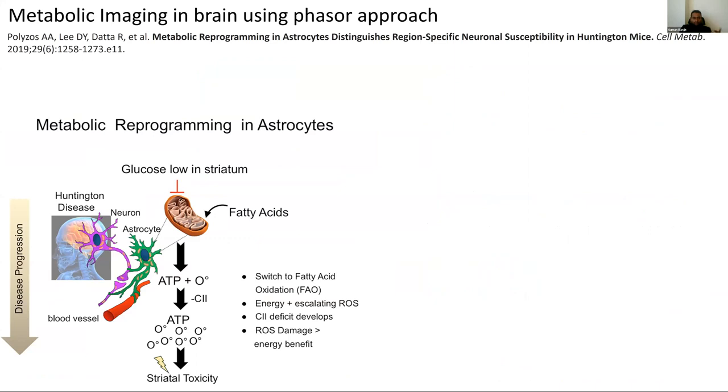One of the things from Rupsa, who was a postdoc, is metabolic reprogramming in astrocytes. So they are looking at Huntington's disease and how the disease progresses.